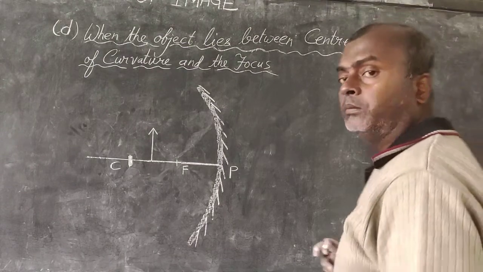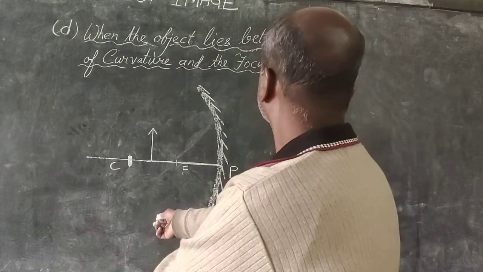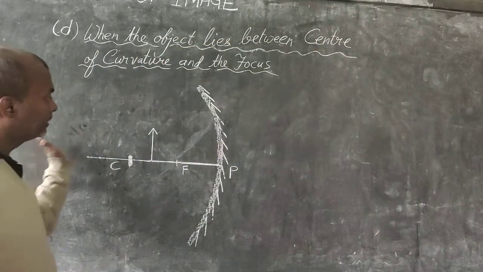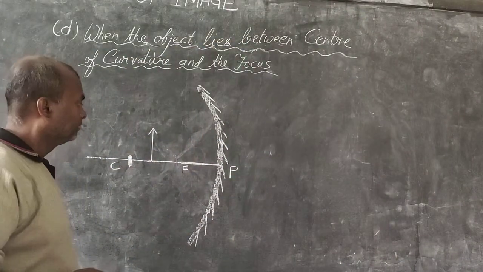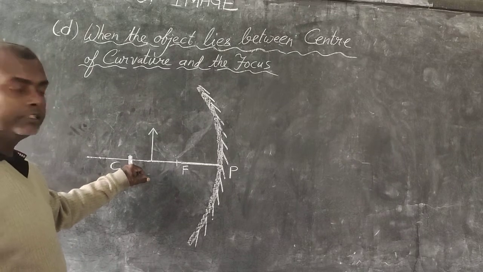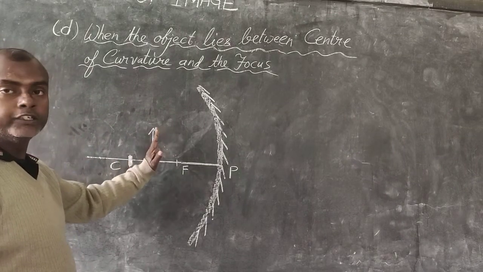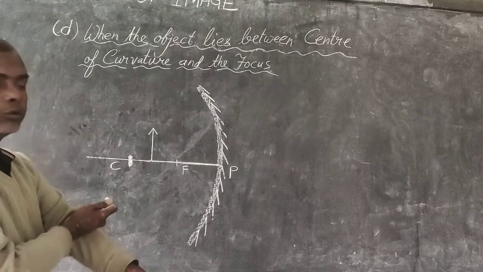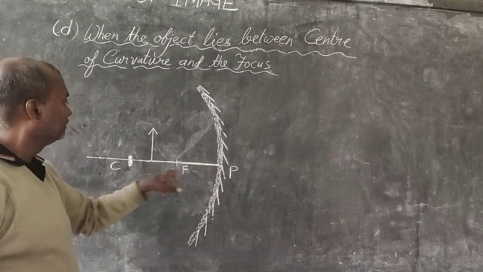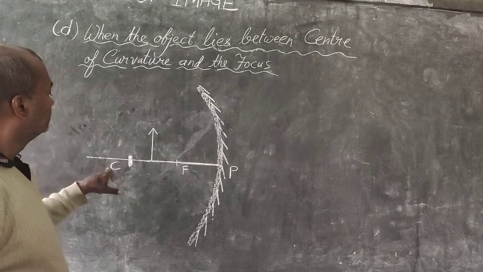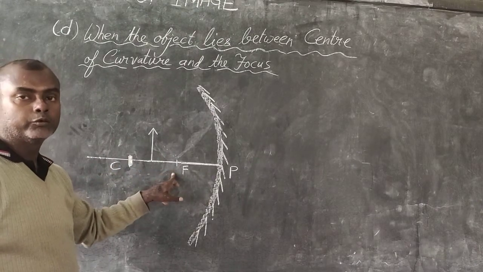Okay, now we will come and see the fourth case. In the fourth case, we are going to bring the object even more closer to the mirror. Before we saw the case where the object was at center of curvature. Now we have further brought it even more closer to the mirror. Now it is here somewhere between C and F. C means center of curvature and F means focus.